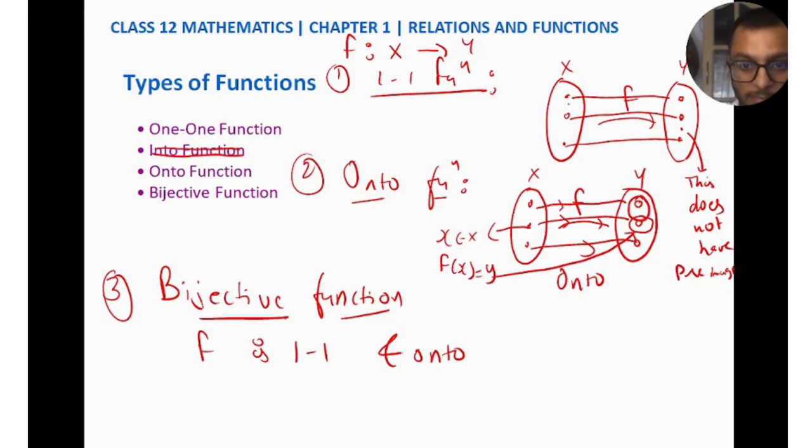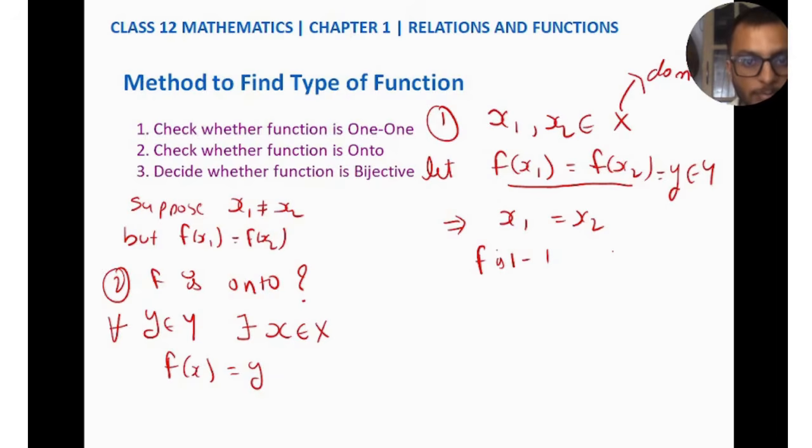That is, we should find some x belonging to X such that its f of x should be this. Then again we will pick another element. In this way we will have to pick every element from Y and check whether those elements have a pre-image or not. Okay, so this is how we will find whether a function is onto or not.